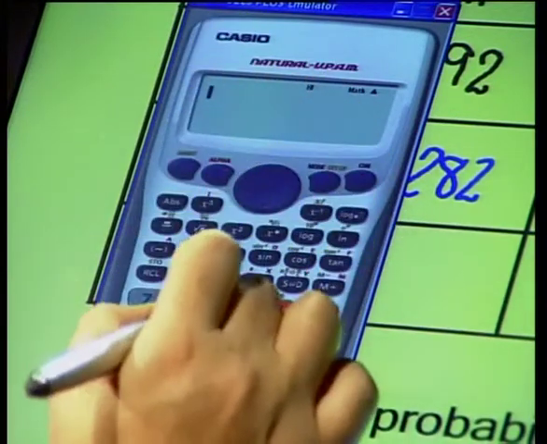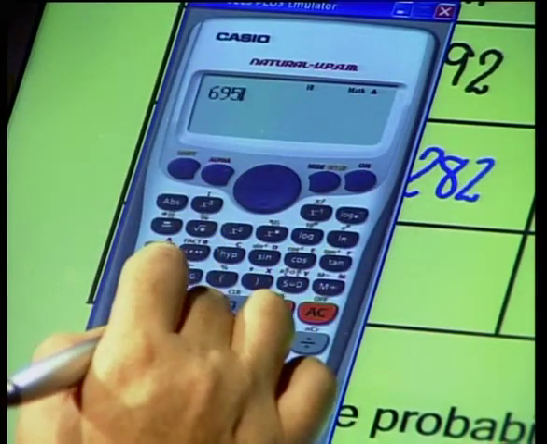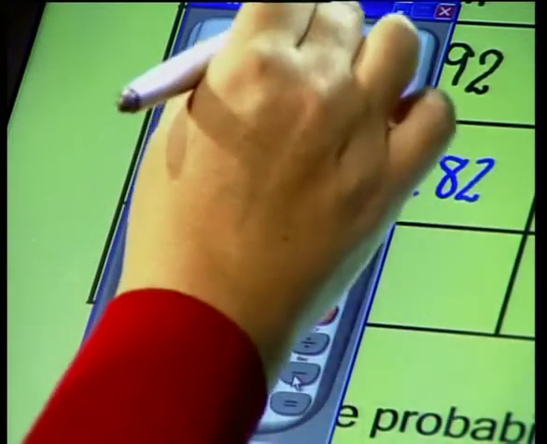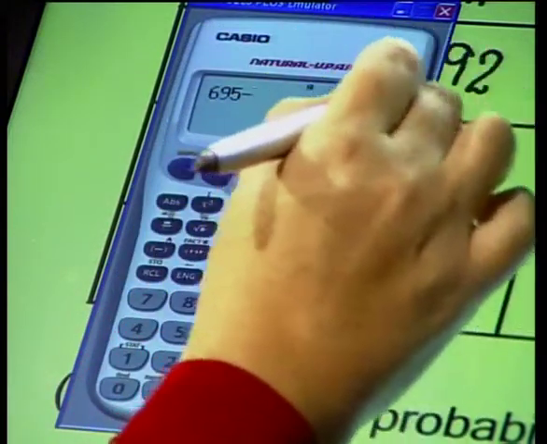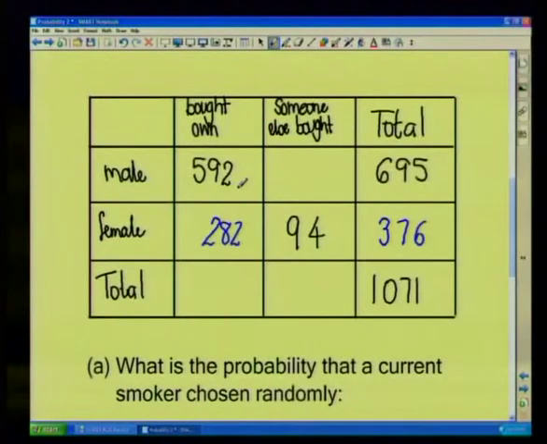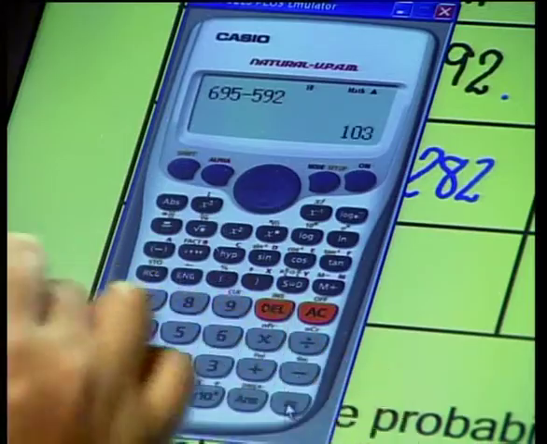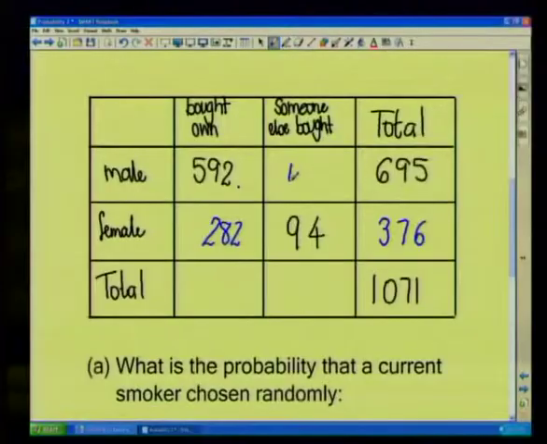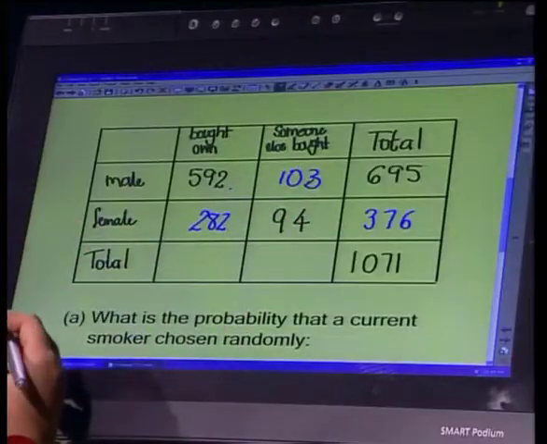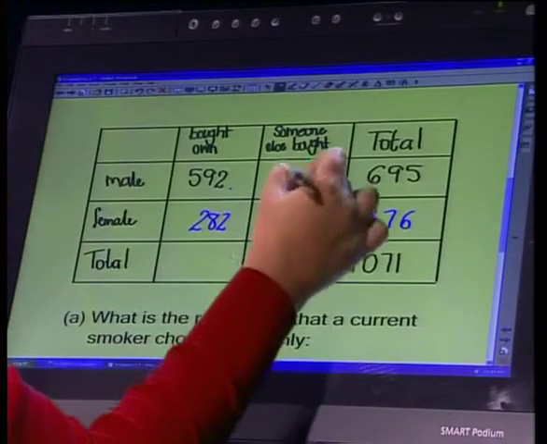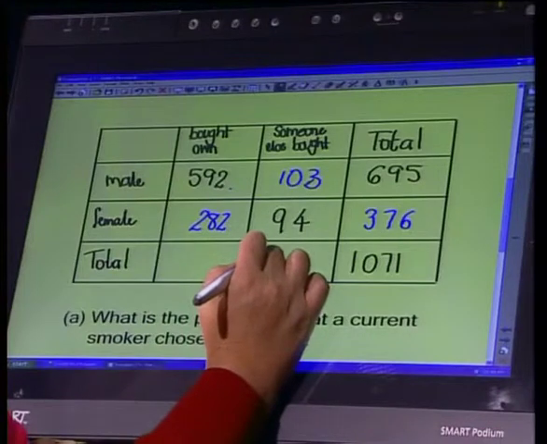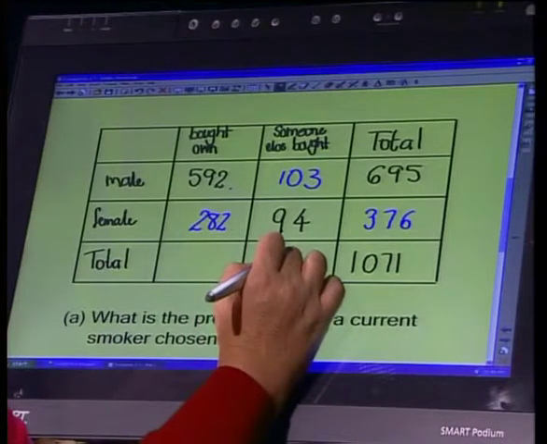So we're going to say 695 minus, let's have a quick check what this number is, 592. And that means we've got 103 males that got somebody else to buy their cigarettes. Now, if we add these columns, we can see what our new totals are. This is quite a nice easy one to add up by yourself without a calculator.